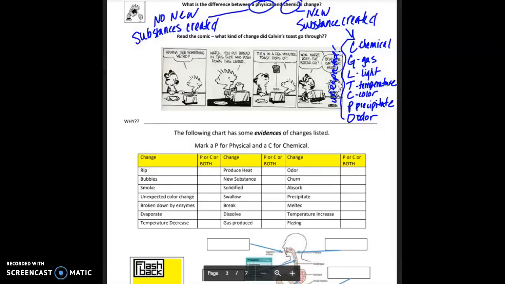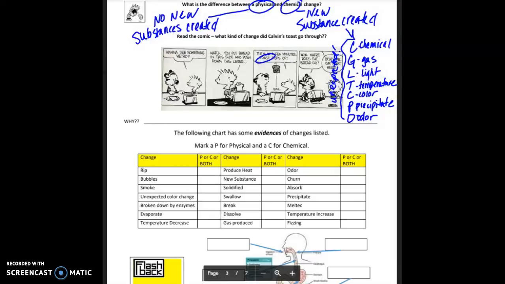Okay, read the comic strip. What kind of change did Calvin's toast go through? Want to see something weird? Watch. You put the bread in the slot, push it down, and in a few minutes it pops up. The toast pops up. Whoa, where does the bread go? Beats me. Isn't it weird?